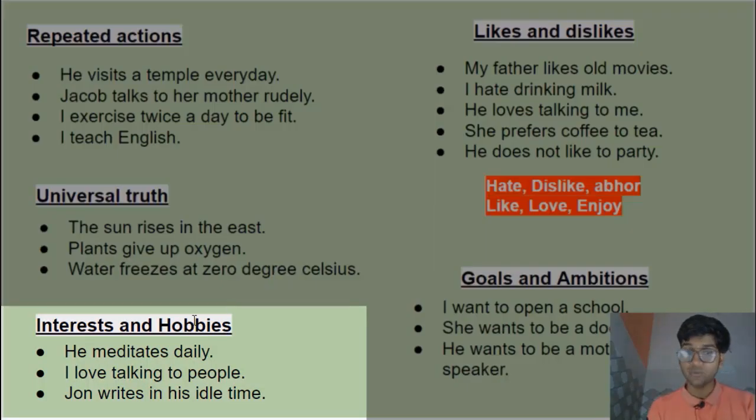Okay. Number three is interest and hobbies. When you talk about your interest and hobbies, right, you use present indefinite tense. The sentence is always in present indefinite tense. Now, I'll also tell you the difference between interest and hobby as well. Okay, it's important. Example number one, he meditates daily. This is something he likes and he does it over and over again.